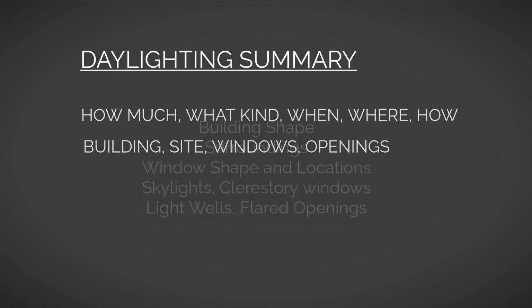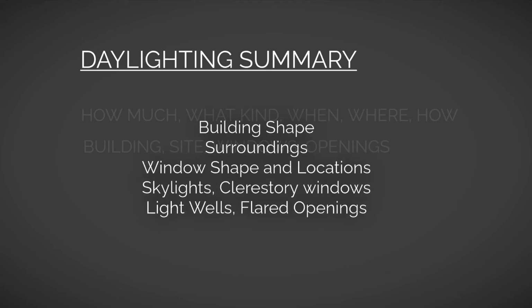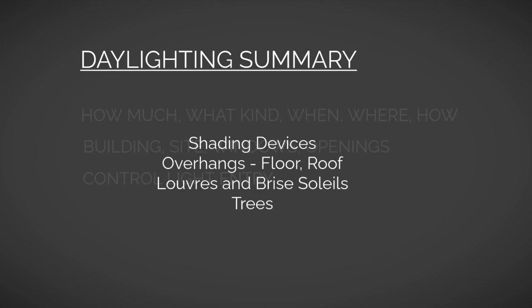Let's consider the light coming into the space. This is impacted by the building's shape and its orientation, and also by the surroundings. Then there's also the windows, their shape, and where they're located around the house, facing south, facing north, and of course other openings such as skylights, clerestory windows, light wells, and flaring the sides of the window openings. Then we look at the controlling of this light with shading devices that may block or actually reflect light higher into the space, overhangs, either roof overhangs or from the floor above, louvers that may be horizontal or vertical, brise soleils that can be angled to suit the latitude, and surrounding trees and whether these are deciduous or coniferous.